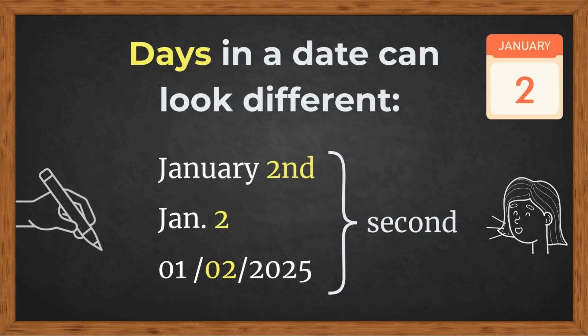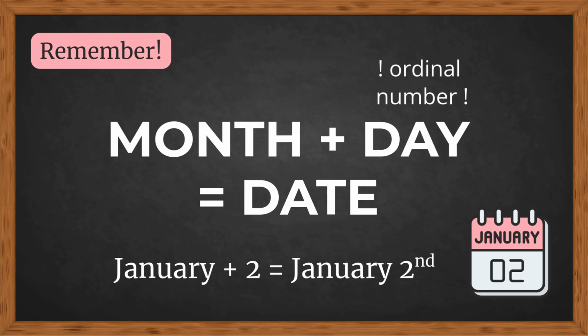Days in a date can also look different. The day can be written as second, as the number 2, or as 02. But we always say it as an ordinal number, second. Here is an easy rule. Month plus day equals date. January plus 2 gives January 2nd, our full date.